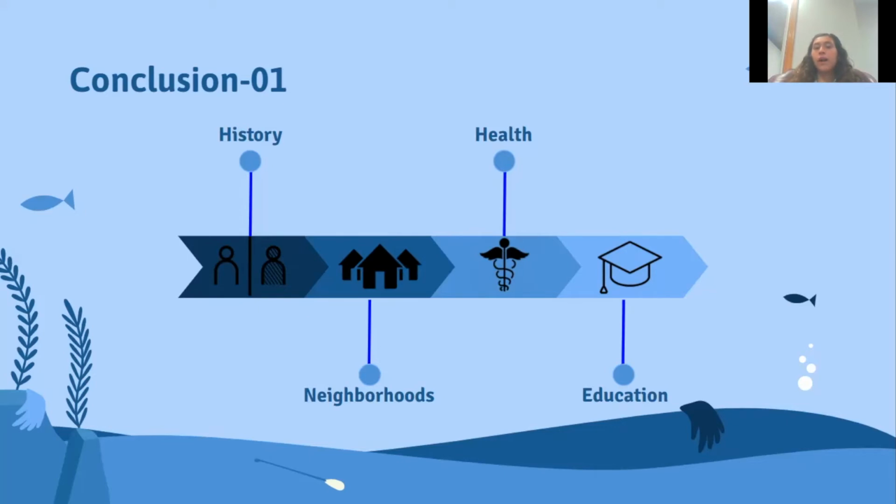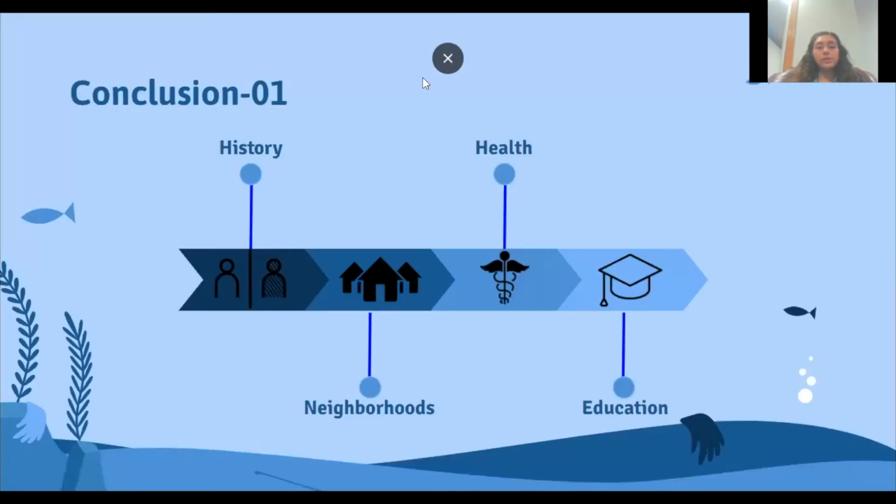And if their health is in danger, then sometimes they're not able to get an education. And if you're not able to get an education, then you won't be able to get a job. And then it's just a big cycle of poverty. And we can see how health disparities and history have affected this. And yes.